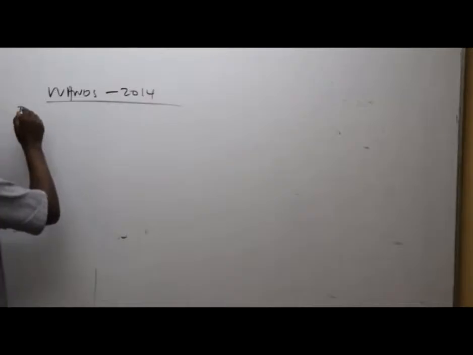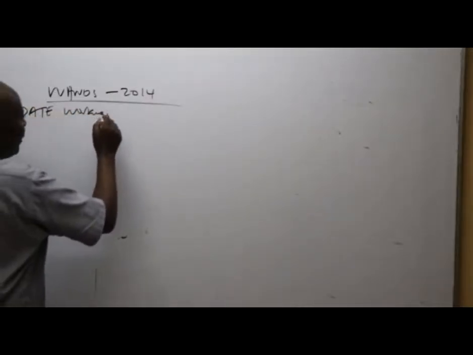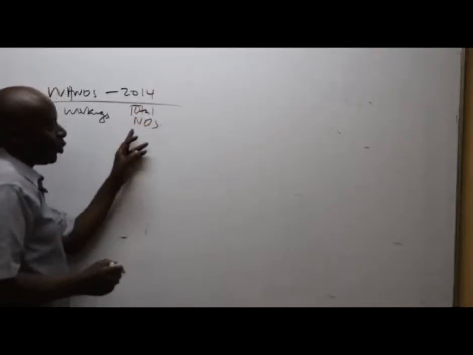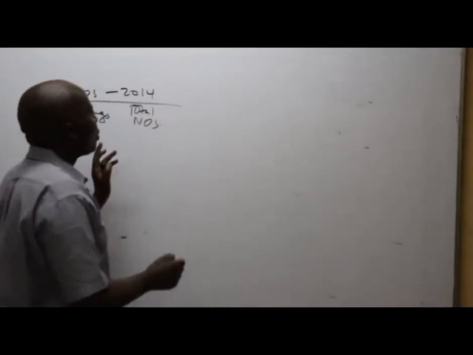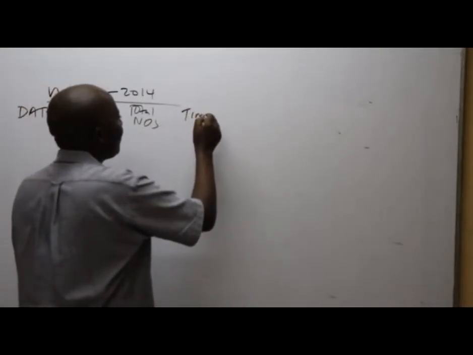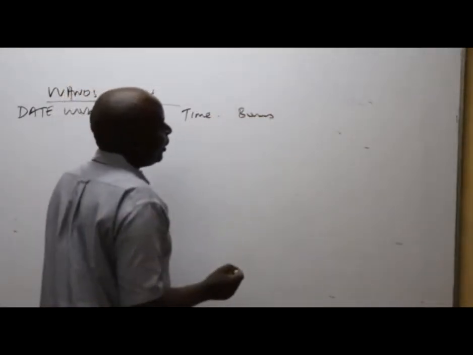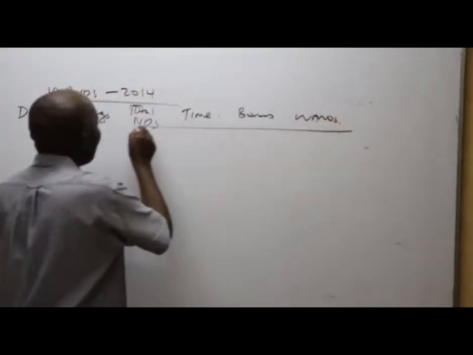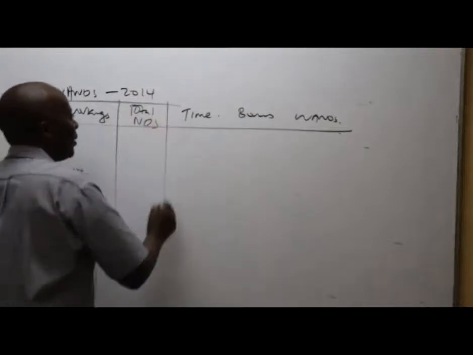So remember, we have the issue of the date, the workings like that. We have the total nos, which is the cumulative number of shares. So we have the time, we have the bonus fraction, and lastly, the one-nos. Ladies and gentlemen, I beg to stop this class.